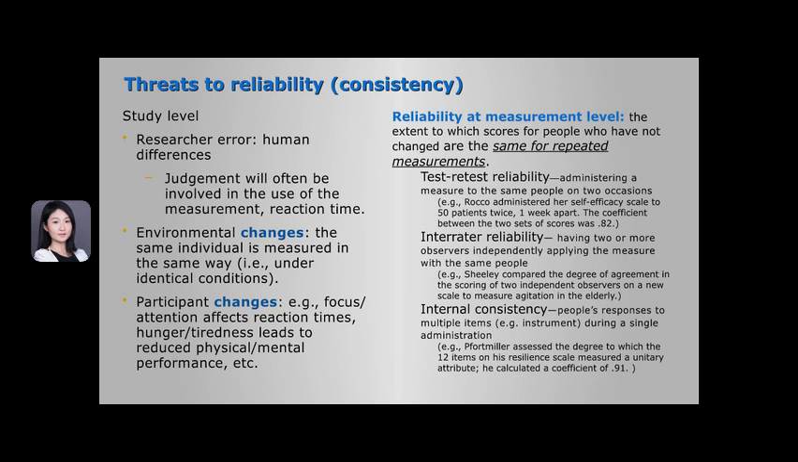Between measurements, it is also possible for research participants to change in some way. While this potential for change is generally reduced if the time between measurements is short, this is not necessarily the case. It depends on the nature of the measurement. For example, focus or attention affects reaction time. Hunger or tiredness leads to reduced physical or mental performance. These participant changes can create errors that reduce the reliability of measurements.